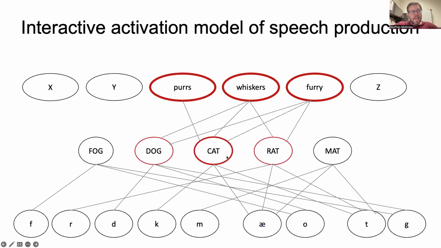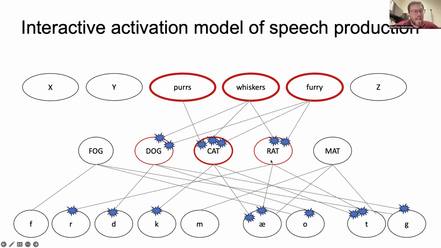So then cat is the most active, followed by rat and dog. Well, then they send their activation to the phoneme layer, right? And so notice how r, d. So like, okay, dog is the d, o, and g phonemes, and those get activated because the dog node got activated. And so it's going to send its activation to d, o, and g.